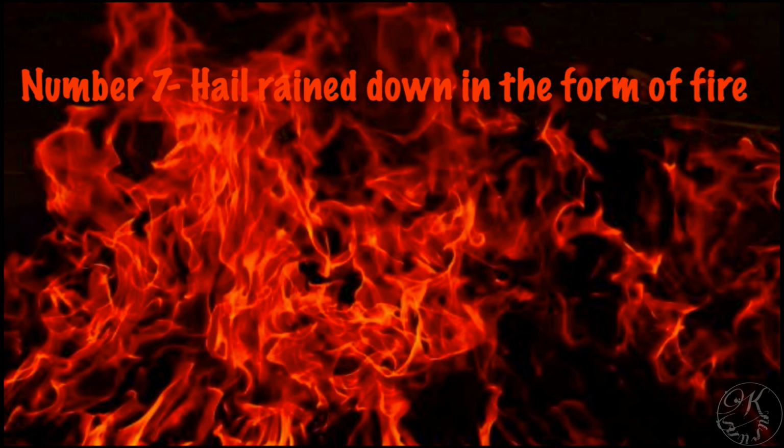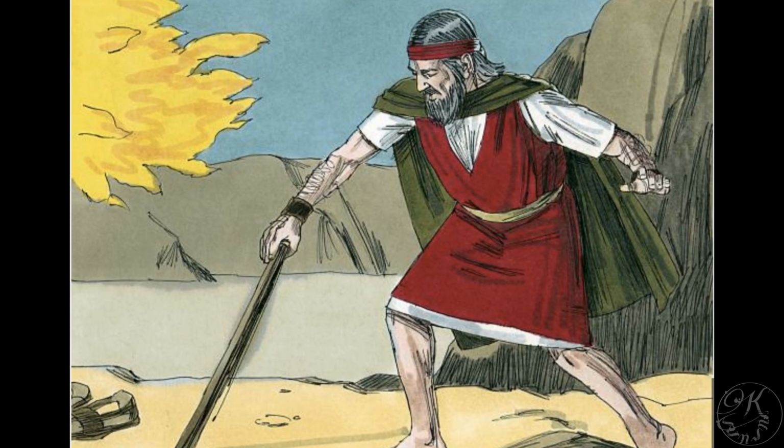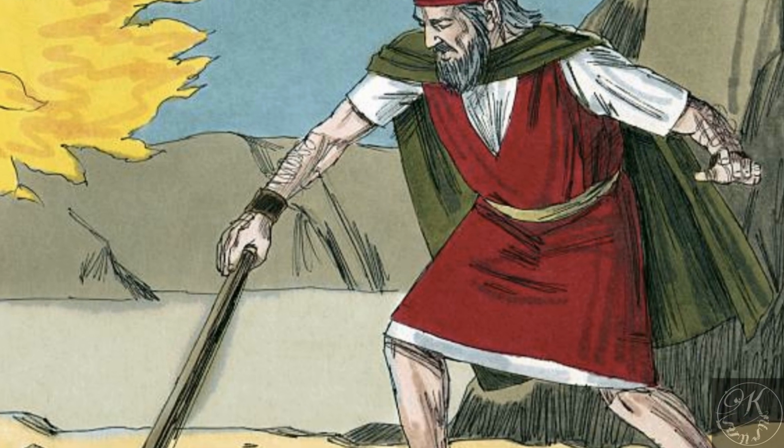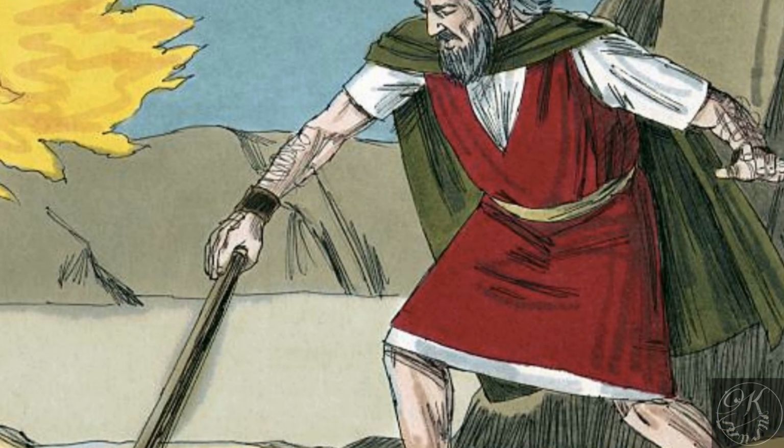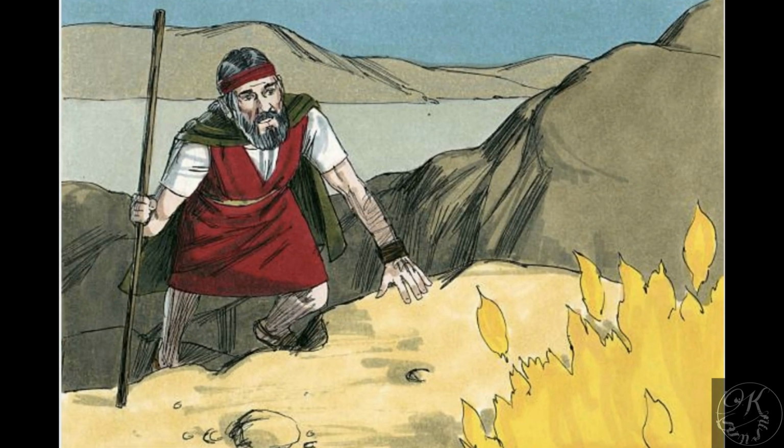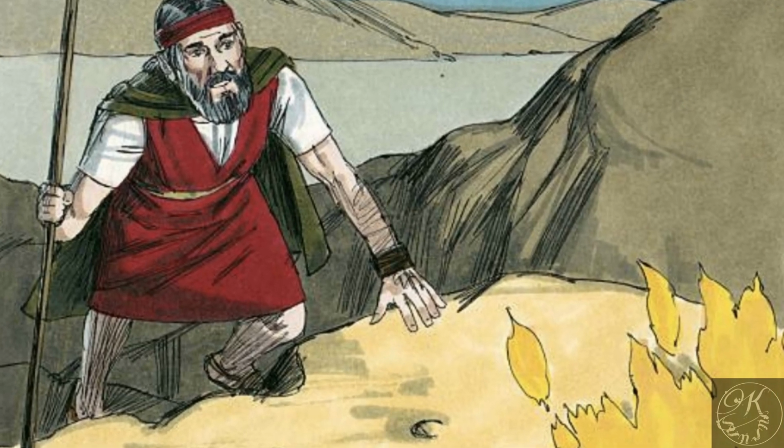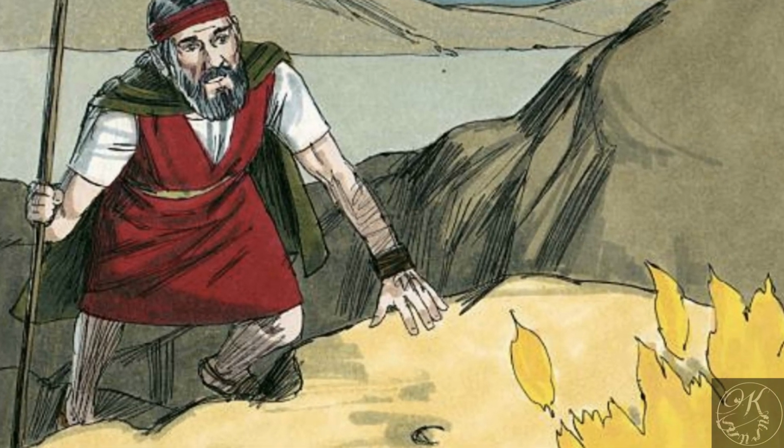Number 7, hail rained down in the form of fire. As the plagues increased in number, they also became more and more brutal. This plague brought hail of unspeakable size and ability to destroy. It would rain water down from the sky and turn into fire as it hit the ground. Thus it rained hail of fire and thunder upon Egypt. The hail struck down all the crops in the fields and shattered every tree.